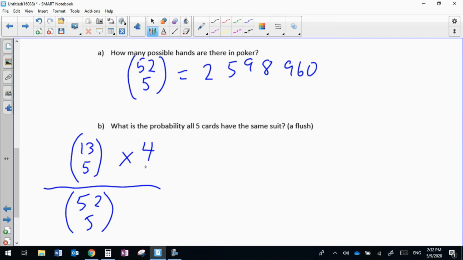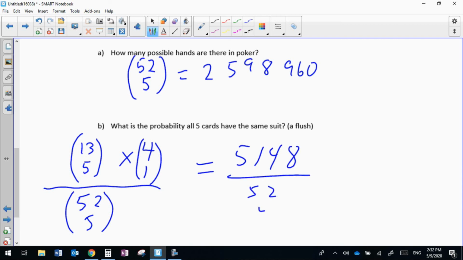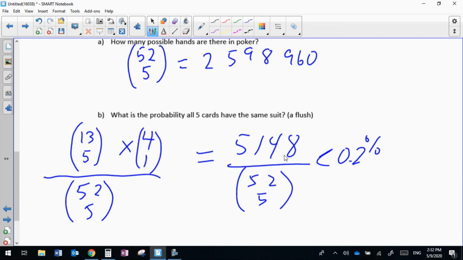Sometimes you'll see people write 4 choose 1 here, as in choose a suit, and then multiply that by all the ways there are to select 5 cards from that suit. If you figure that out, you get, I think, 5,148 divided by our large number of 52 choose 5. That probability is actually a little less than 0.2%. So if you divide that, multiply by 100, you don't even get to 0.2. We're going to revisit that question in a second.